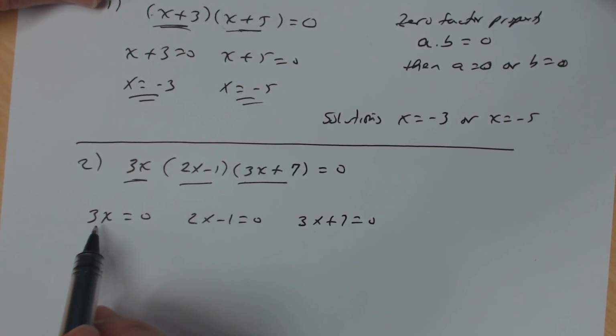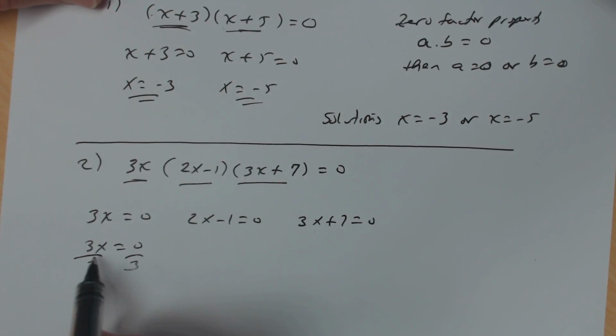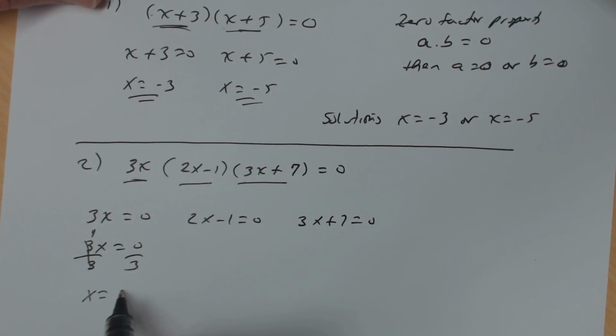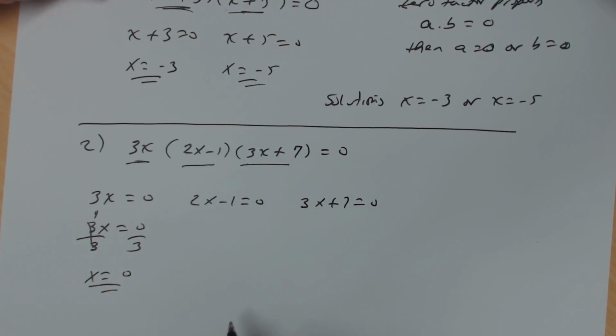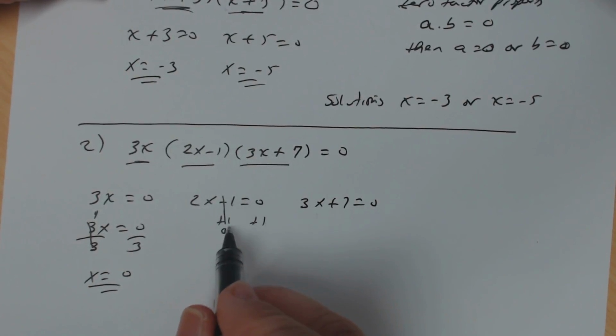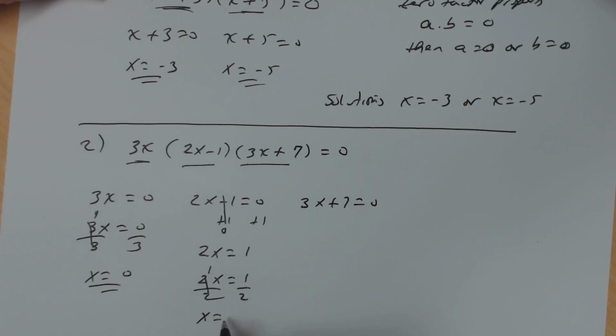To solve this equation, I'm going to divide both sides by 3, and 3 divided by 3 is 1, 1 times x is x, and you get x to be 0. So there's one of your solutions. Over here, add 1 to both sides, combine like terms, I get 2x equals 1, dividing both sides by 2, the other solution is 1/2.